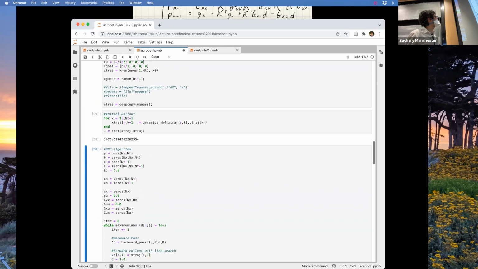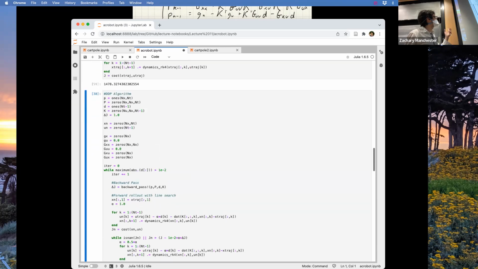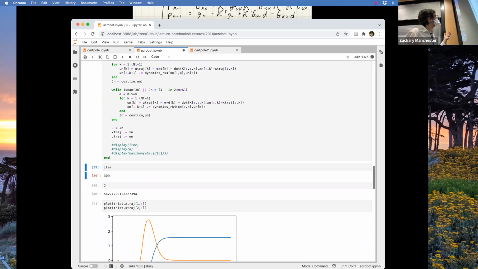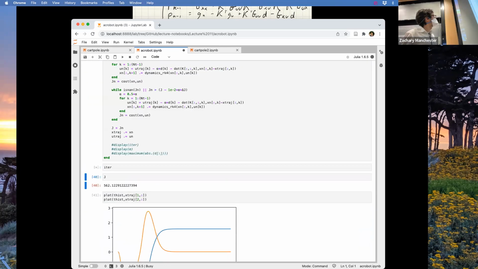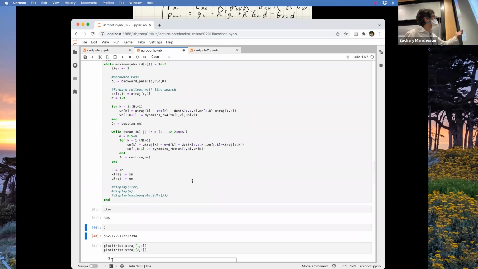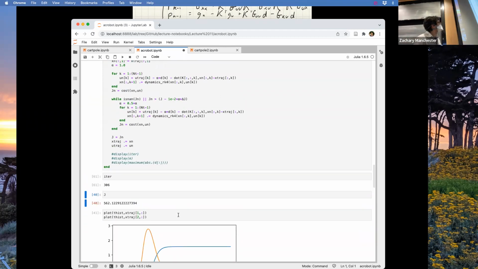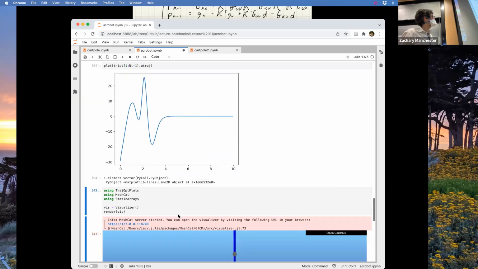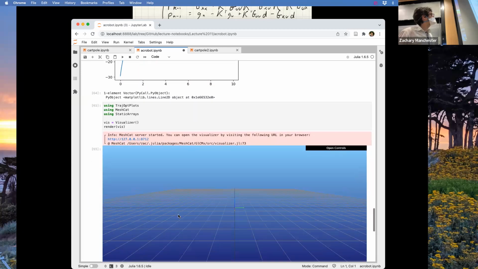Initial rollout, and so on. So here's the same thing as we just looked at. I don't think there's anything different in this code. It's the same code. And let's see. 300 or so iterations. That's what the cost is. That's what the state looks like. That's what the controls look like. Let's watch the video animation.